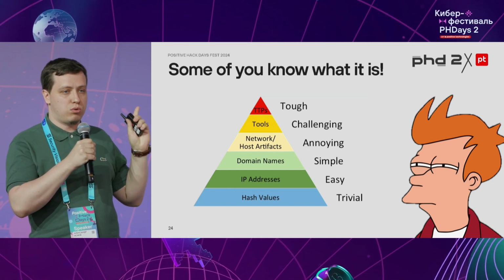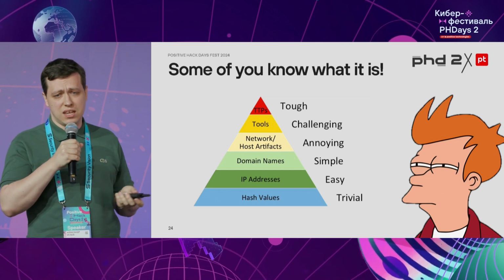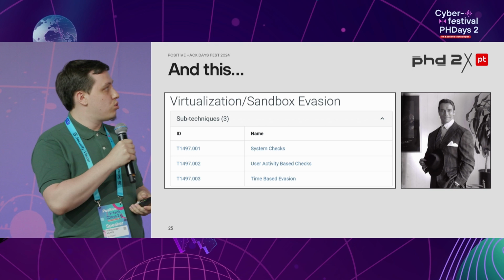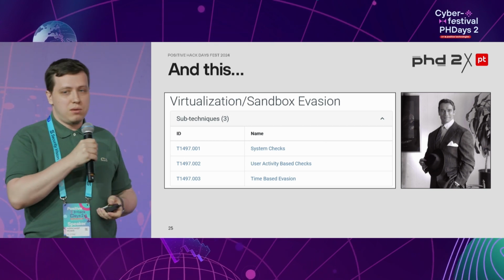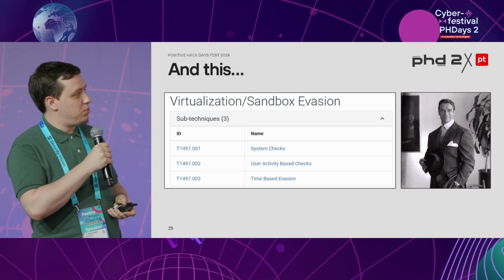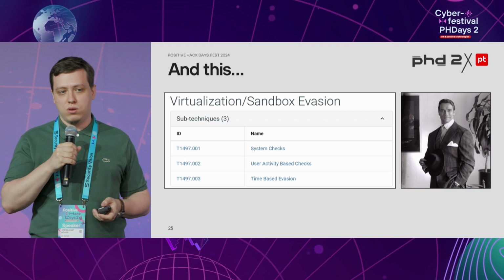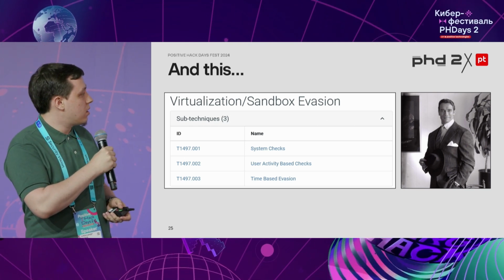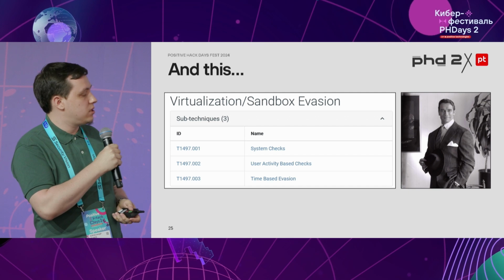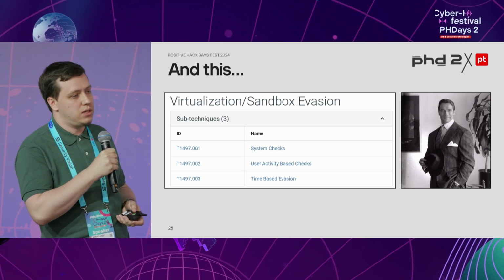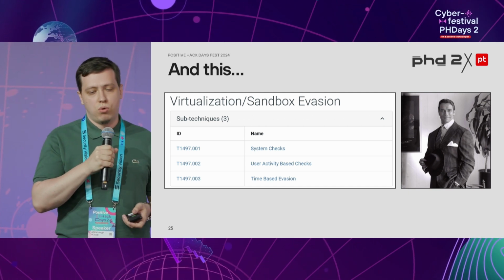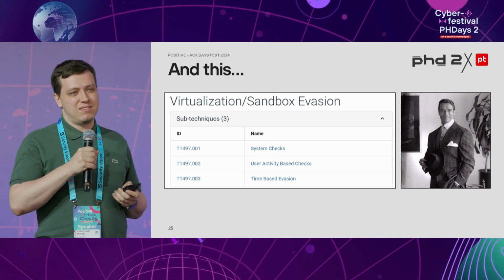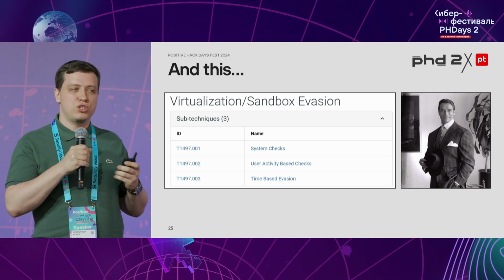I did not show this pyramid by chance. I will get back to it because my presentation is about evading sandboxes. So what we see here is the Sorny mem and the MITRE classification on sandbox evasion. It's simple, it's useful. There are three categories: system checks, user activity-based checks, and time-based evasion. In other words, attacks linked to time in some way.